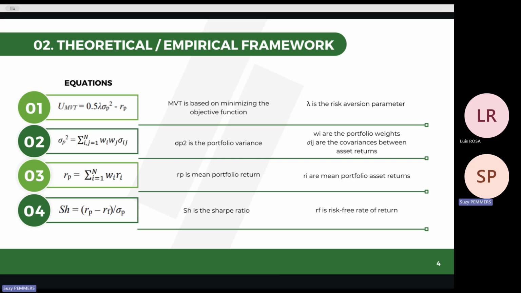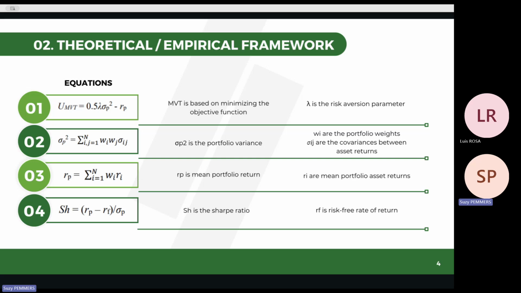Firstly, we have the classical equations from 1 to 4, and those lay the foundations of Markowitz mean variance theory, MVT, including the calculations of risk, sigma p squared, return, RP, and the Sharpe ratio, SH. Also, the risk aversion parameter lambda is usually selected to align with the investor's decisions, allowing for either a minimum variance portfolio or a maximum Sharpe portfolio.